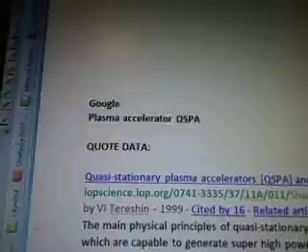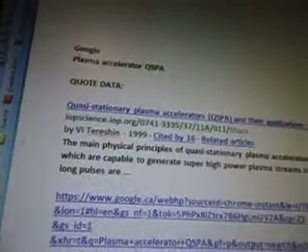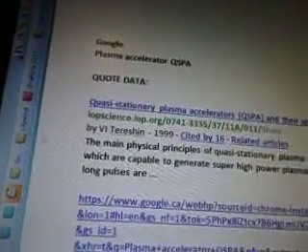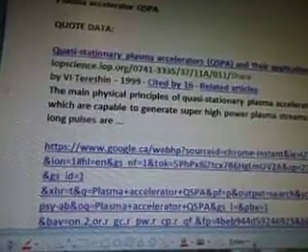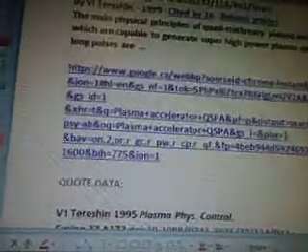Okay, so this one has to do with Atlas. So I'm going to Google Plasma Accelerator QSPA. Up comes, quote, "Quasi-stationary plasma accelerators and their applications" from iopscience.iop.org, from V.I. Tereshin, 1999. The main physical principles of quasi-stationary plasma accelerators, which are capable to generate super high power plasma streams in long pulses. So of course those are what I call keywords, right? So there's the Google link there.